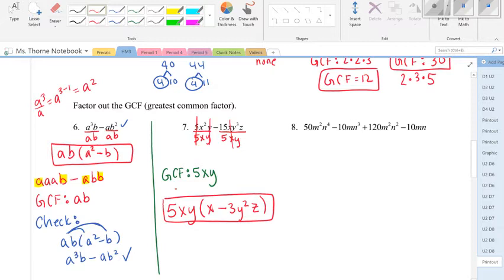So why don't you pause the video and see if you can do the next one on your own, and then when you're done, you can unpause to check your work.